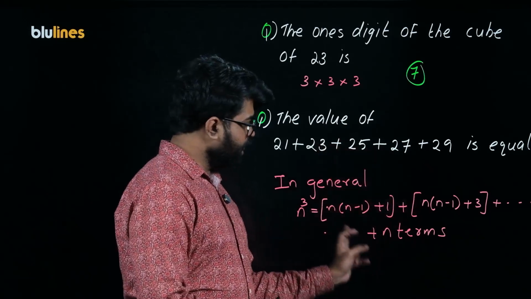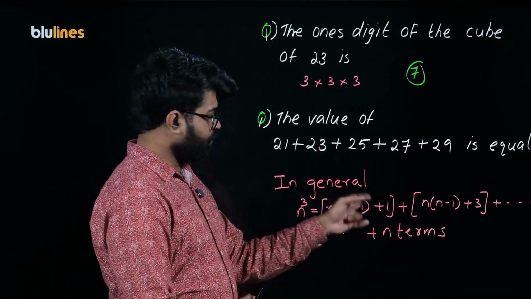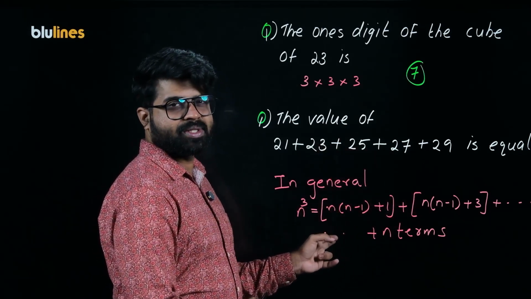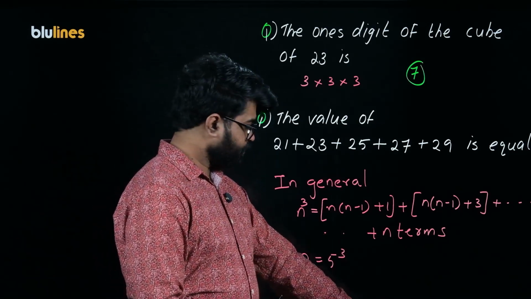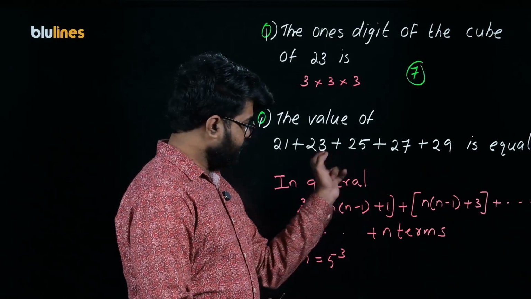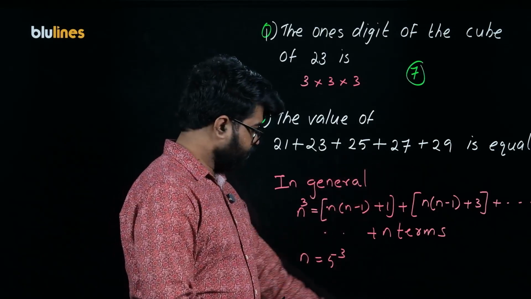So the answer must be equal to 5 cube. If you replace n with 5, the answer must be equal to 5 cube. So n is equal to 5, and this sum will be equal to 5 cube.